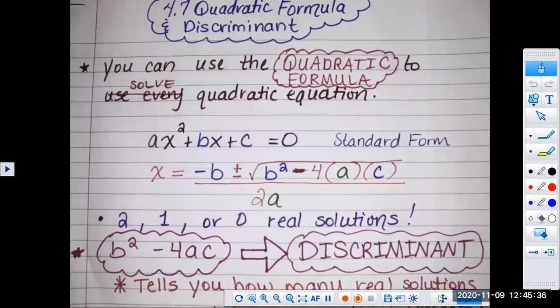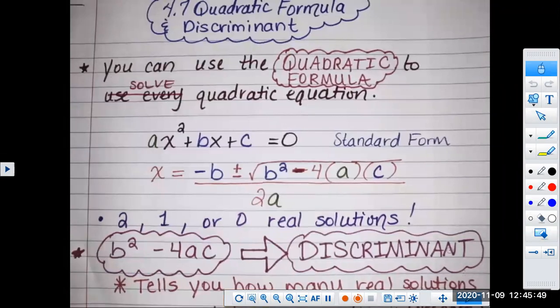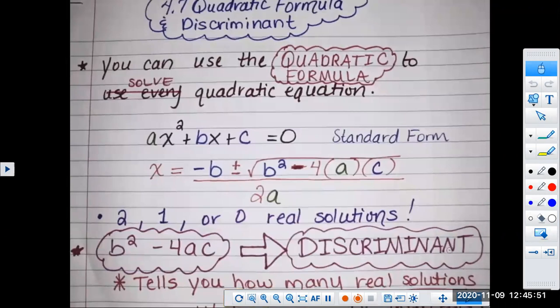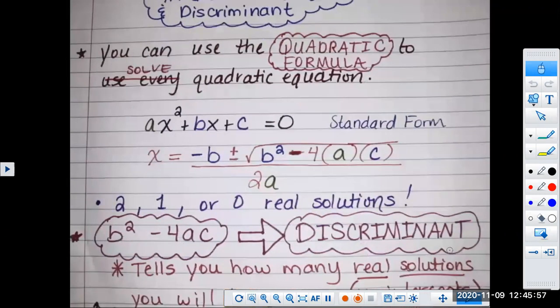Remember, we talked about certain methods we could use to solve quadratic equations, like you can only use square roots when you have the x squared and so on. But you can use this on every problem if you want to. I have students that will do that. I'm not particularly too fond of the quadratic formula, but to each their own.